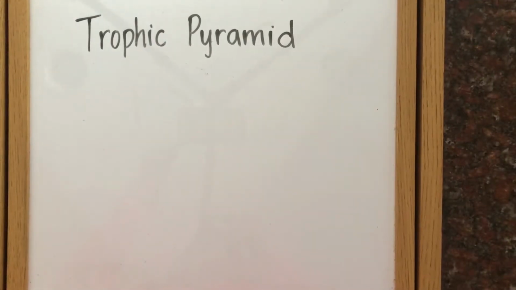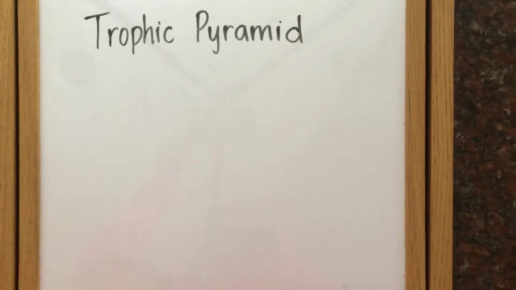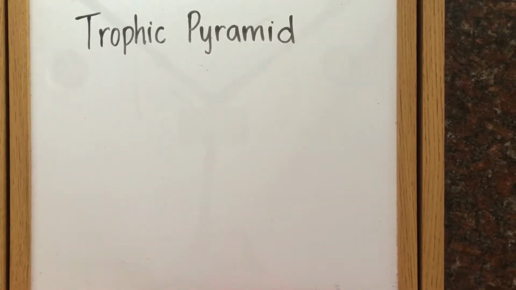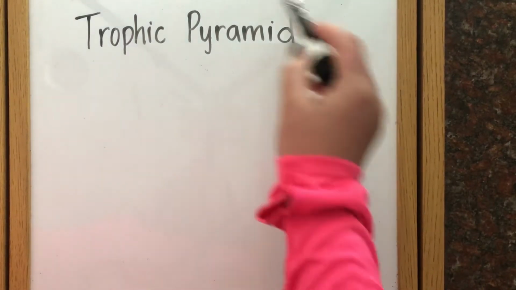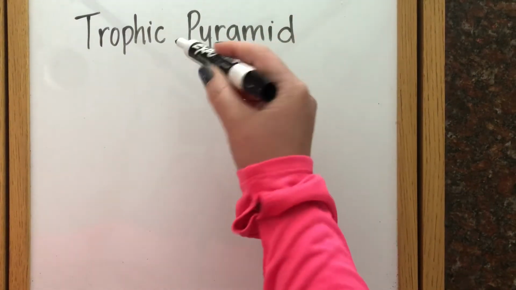Today we are going to learn about trophic pyramids. Yesterday you learned a ton of vocabulary about producers, consumers, autotrophs, heterotrophs, the types of consumers. And now we're going to apply that to how energy flows and the amount of energy that flows through an ecosystem. That's kind of what trophic means, and pyramid is how we're going to organize that information.